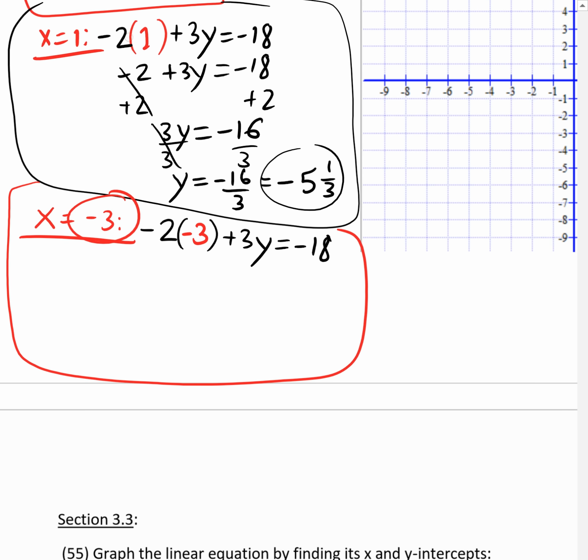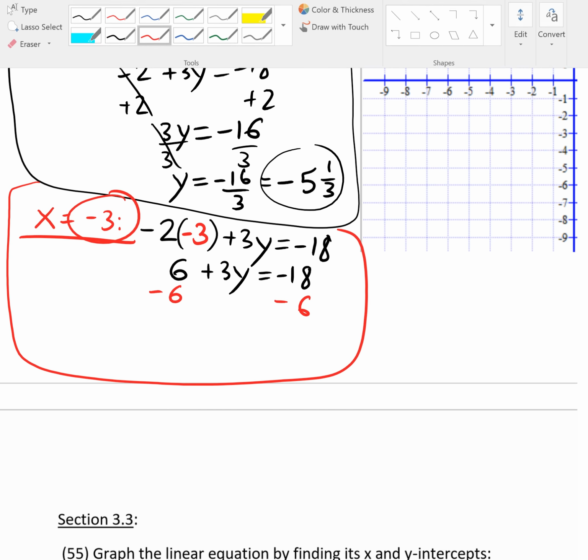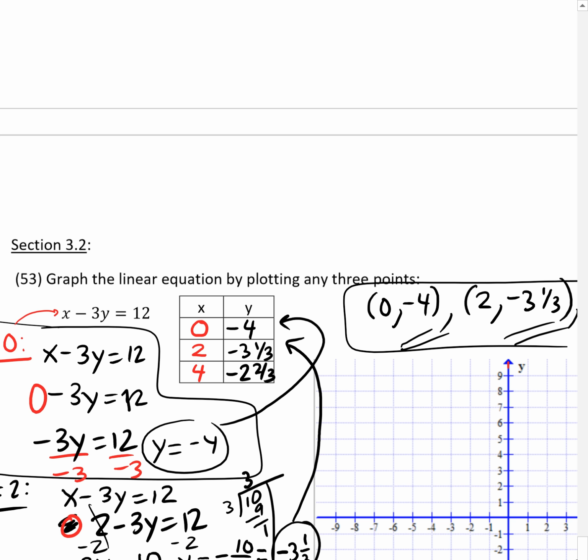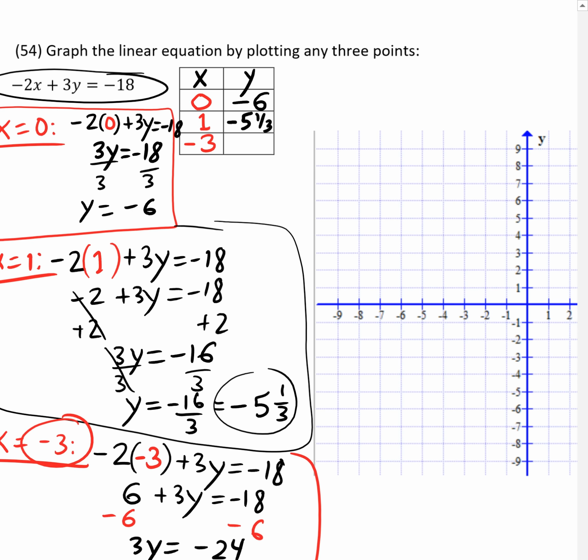You get negative 2 times negative 3, that's positive 6, plus 3y equals negative 18. Now if I solve for y, I'd probably subtract 6 first. Let's see, negative 18 minus 6 would be negative 24? Wait, is that right? No. Alright, I think we're getting lucky here because look at this. 3 divides evenly. Yay! Negative 8 times. Yay! Awesome. That's our y value, you guys.